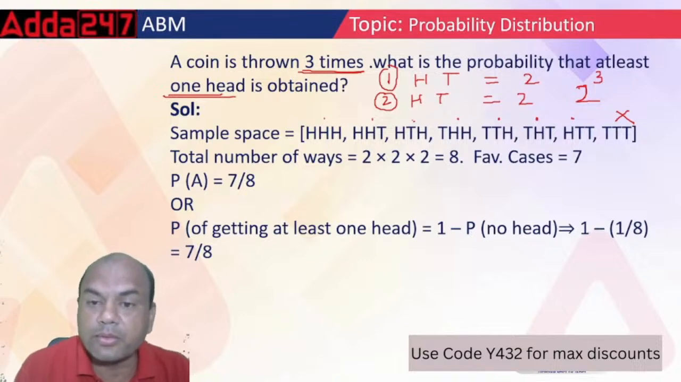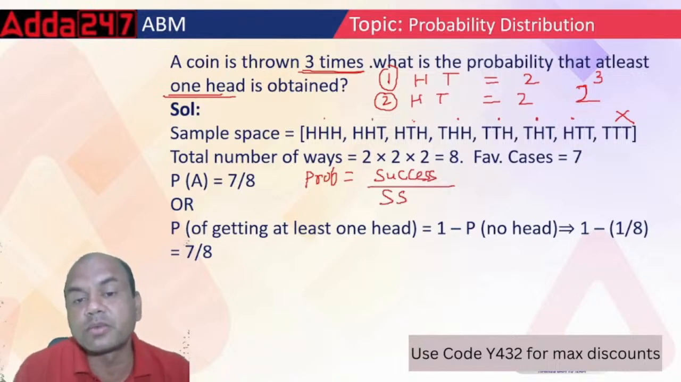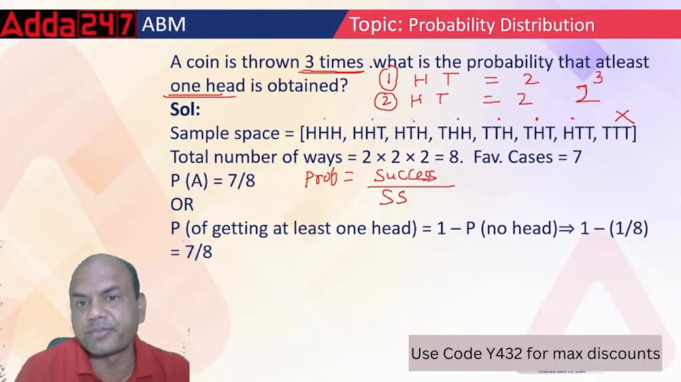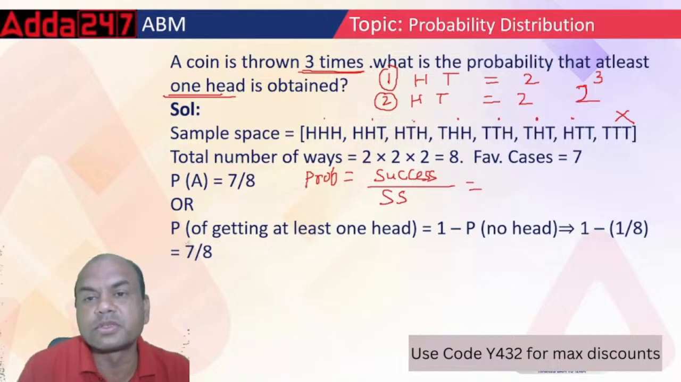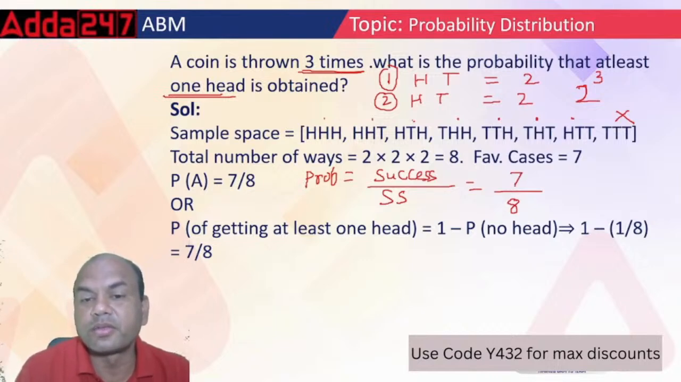So what is the formula for probability? Probability equals success, upon sample space, the total number of sample points, whatever the sample space is. So what is the sample space over here? Sample space means the total number of outcomes. So how many outcomes are there? 8. So here I am getting 8 outcomes. How many successes are required here? At least one head. So it is 7 successes. So my probability becomes 7 upon 8. So that is my answer.